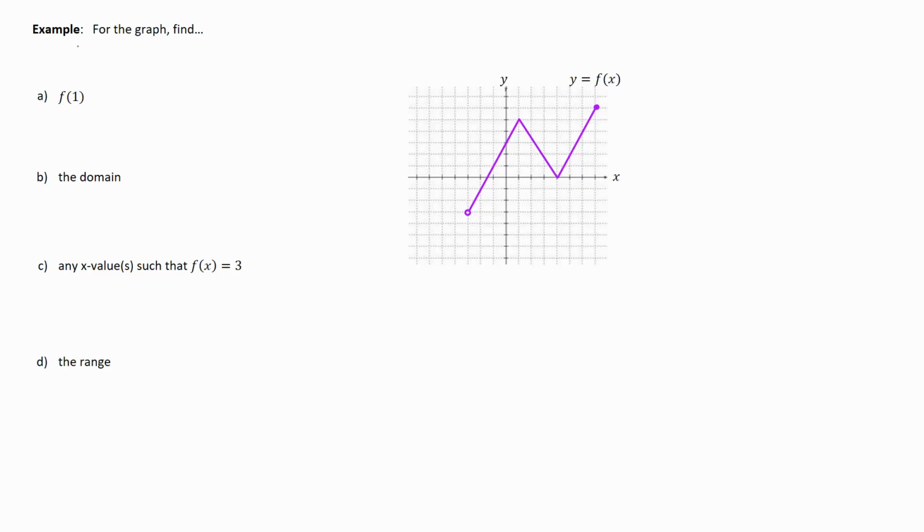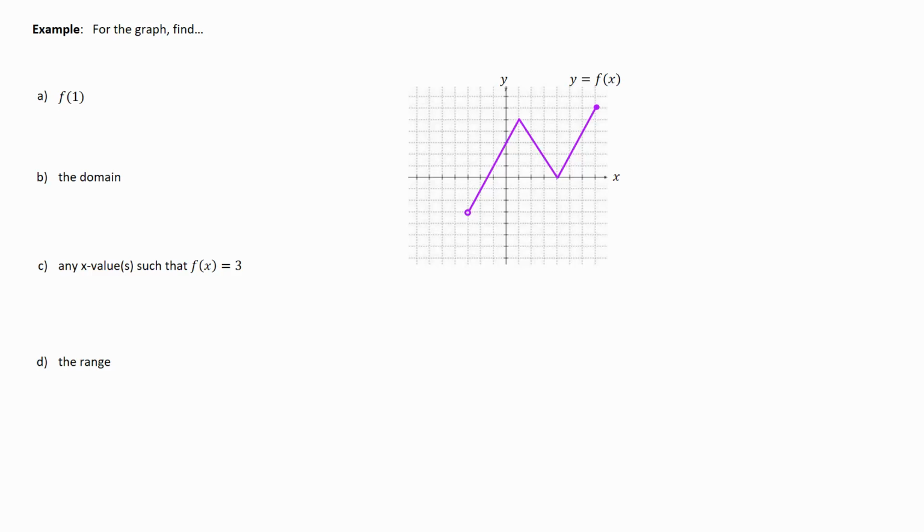Okay, this example is very similar to the last example. Notice the graph, though, in purple, that we're still calling it y equals f of x, but the graph in purple is continuous. And what I mean by that is you could draw it from this weird-looking open point, all the way from here. You could draw it without lifting your pen or pencil. So that's what I mean by continuous.